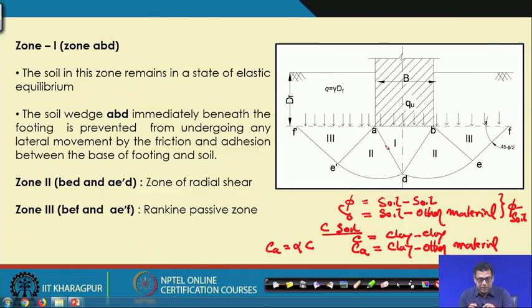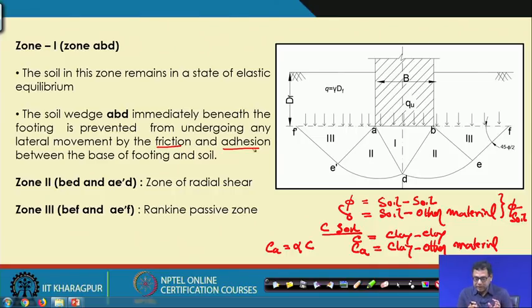This wedge ABD immediately beneath the footing is prevented from undergoing any lateral movement by the friction and the adhesion between the base of the footing and the soil. So, it will deform in the downward direction, but not in the lateral direction, because it is in the state of elastic equilibrium, due to its interaction with the foundation through friction and adhesion. Now, this is zone 1.